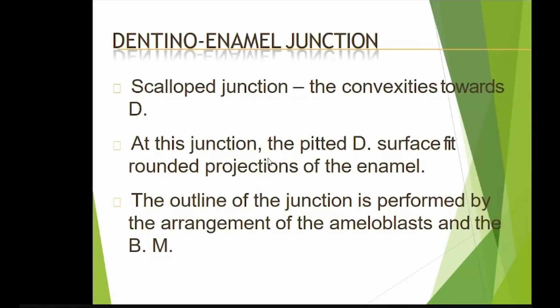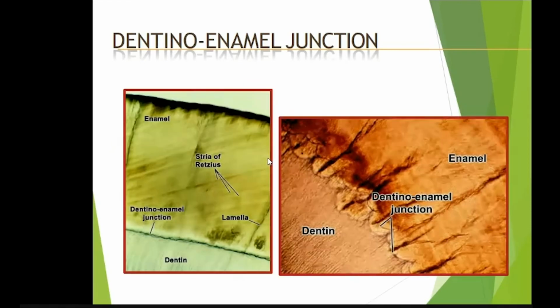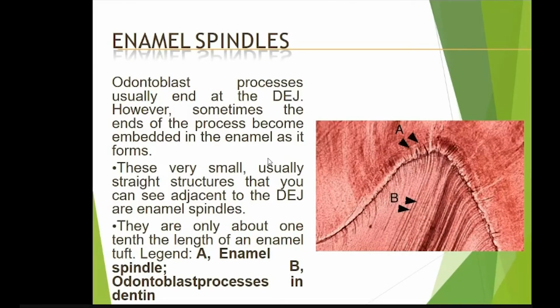شوفوا هسه نشوف بسلايد من سلايدات الانامل spindle. This is the enamel spindle. What does enamel spindle mean? As I said, odontoblast processes usually end at the dentino-enamel junction. Sometimes the end of the process becomes embedded in the enamel as it forms. This is a very small, usually straight structure that you can see adjacent to the dentino-enamel junction.